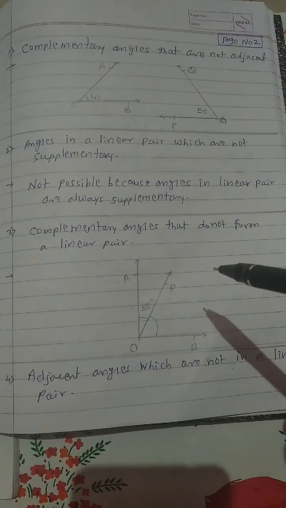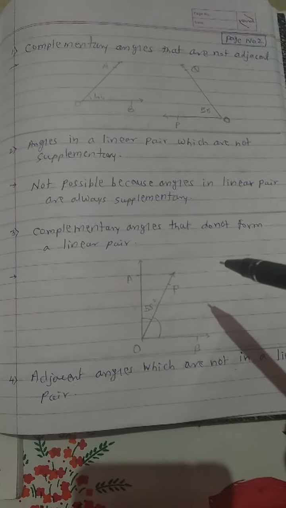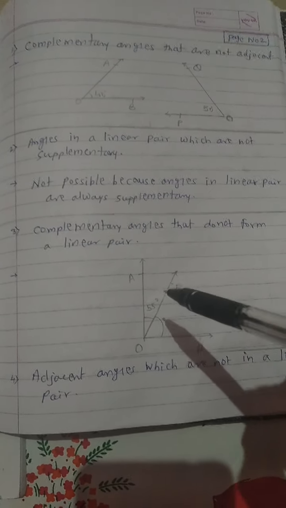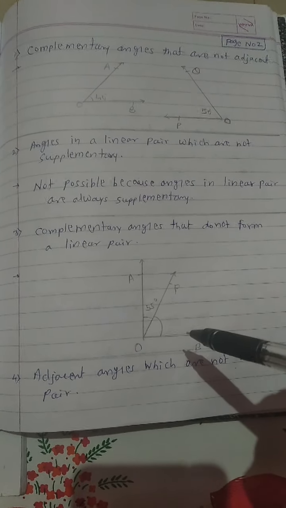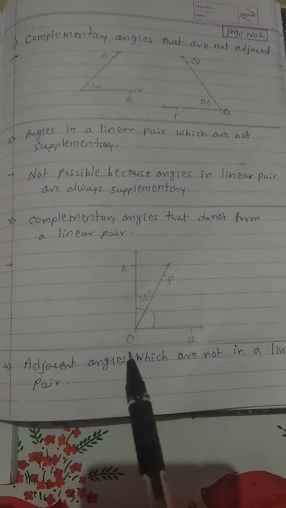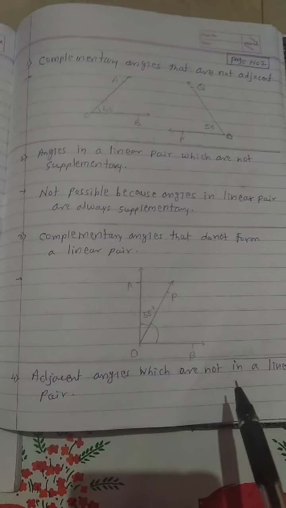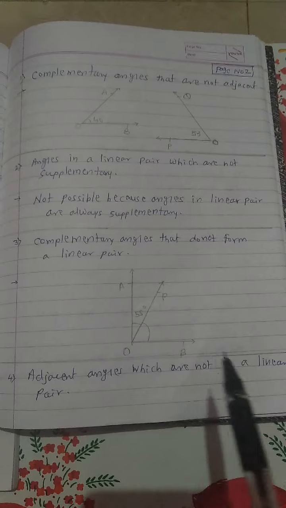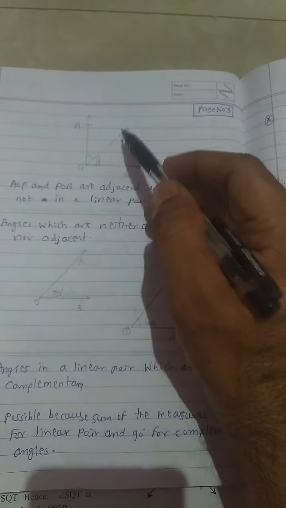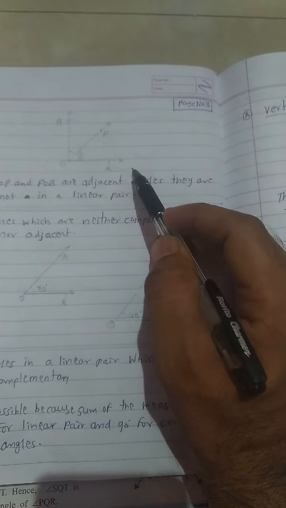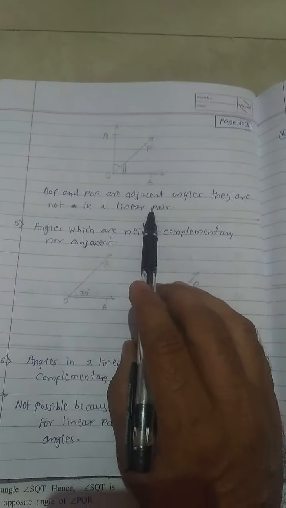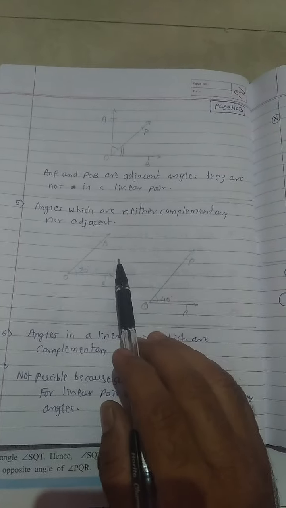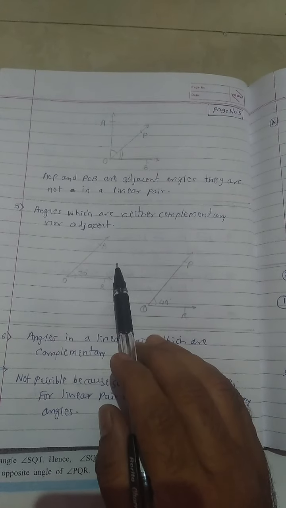Next they ask: complementary angles that do not form a linear pair. Complementary means the sum of the angles is 90. Then you can draw this figure that way. Yes or no? Fourth they ask: adjacent angles which are not in a linear pair. Here also you can draw the figure this way. You can show AOP and POB. AOP and POB are adjacent angles, and they are not in a linear pair. Yes or no?